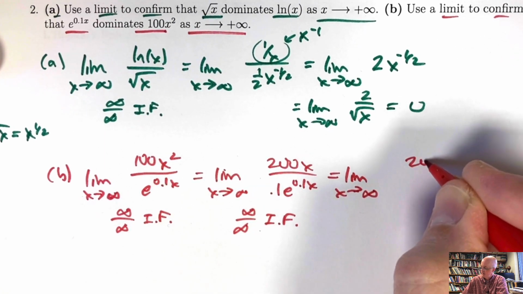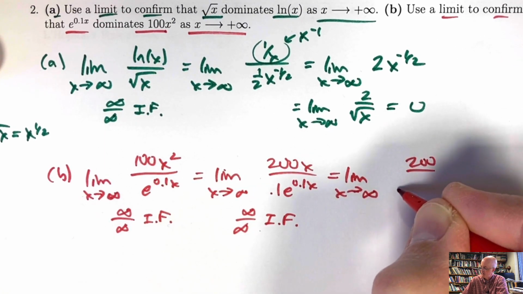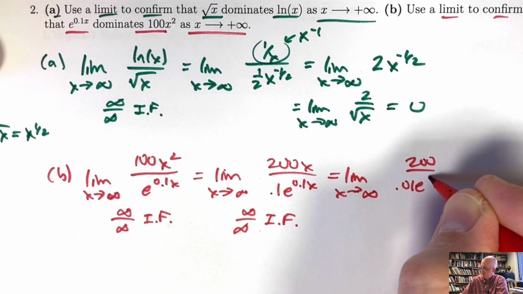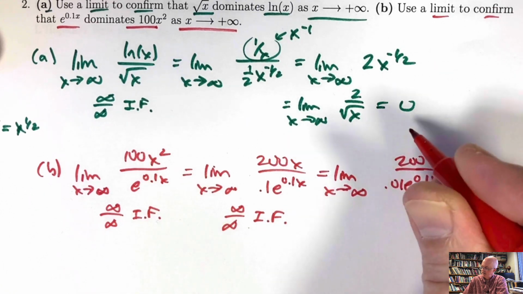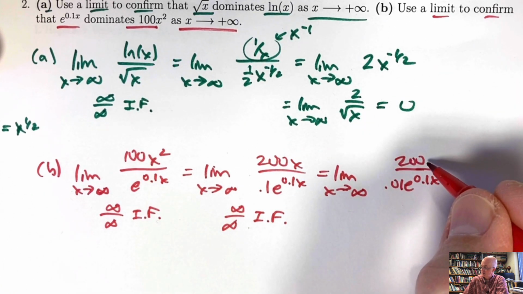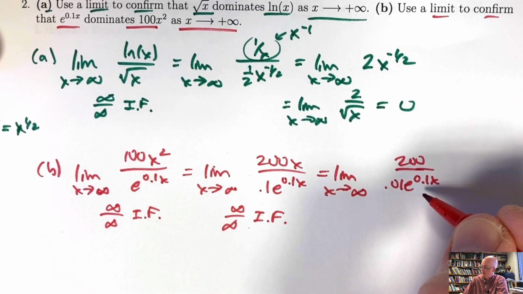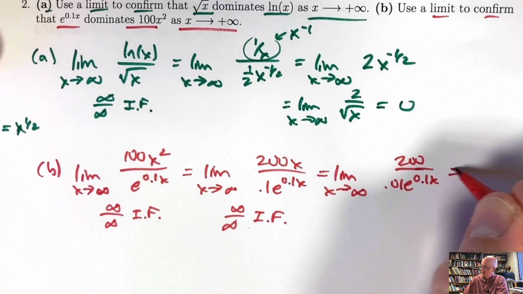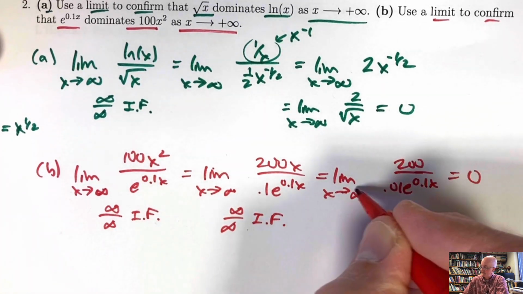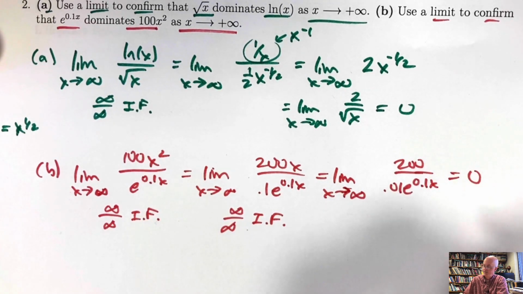We get 200 on the top, and 0.1 squared is 0.01 e to the 0.1x on the bottom. This is similar to what happened in this problem. Now we've got a constant, 200 in this case, divided by something going to infinity. This is no longer an indeterminate form. It goes to 0 as x goes to infinity. This limit exists and it is 0.